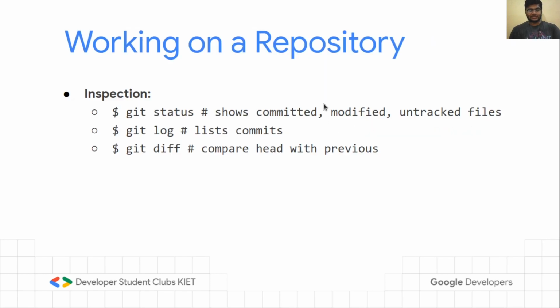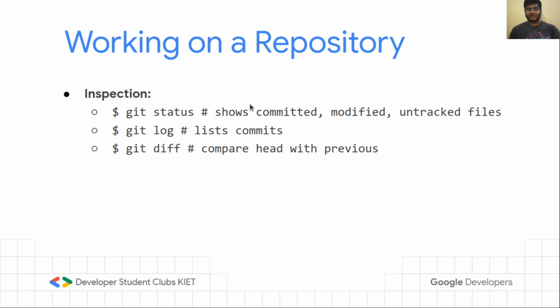The second category of commands we are going to use is inspection. Inspection commands can be used at any instance of time, and they are used to track what you are doing in your repository. You can check all of that. For this we have basically three commands.